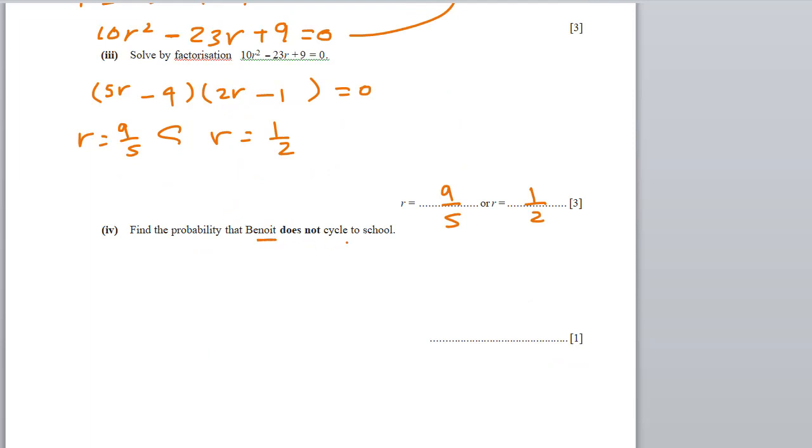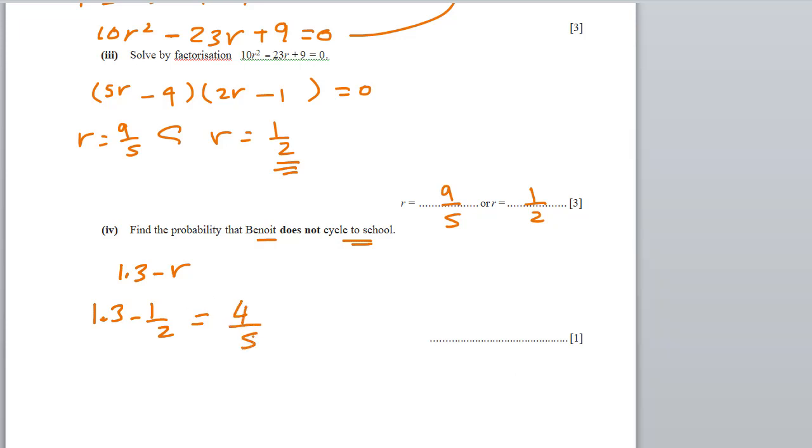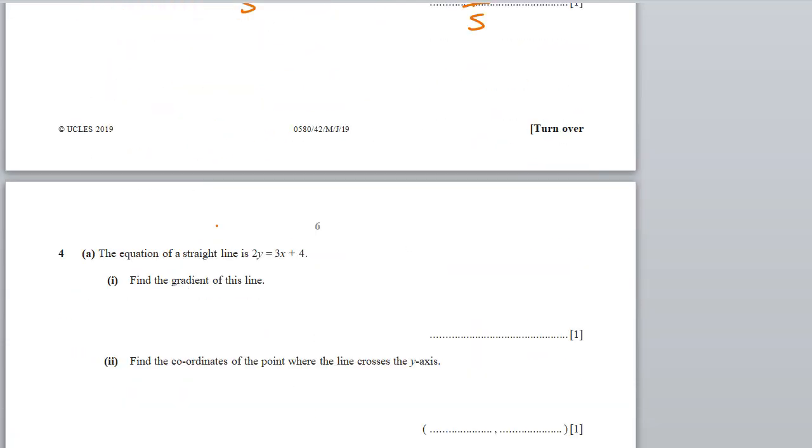Find the probability Bonucci does not cycle to the school. The probability is 1.3 minus R. So we will take half. The 9 over 5 one is bigger than 1. So 1.3 minus half is equal to 1.3 minus 0.5, 4 over 5, which is 0.8. So the probability is 4 over 5. Okay, let us go ahead.